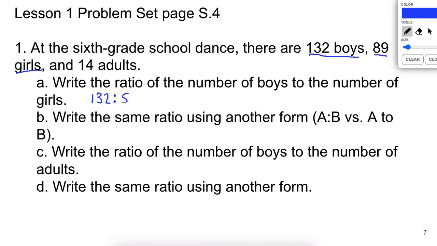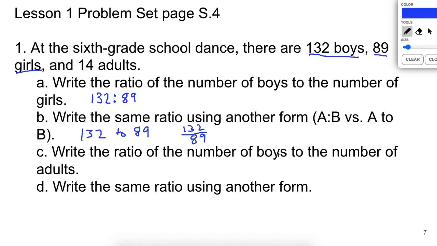And to 98. Now, the next thing says, write the same ratio using another form. Now, if our other form, remember, we could use the word to. So we would write 132 to 98. So that's another way to write it. And we also talked about how we could write it as a fraction, which is 132 over 98. So those are the 3 different ways that you could write that ratio of boys to girls.